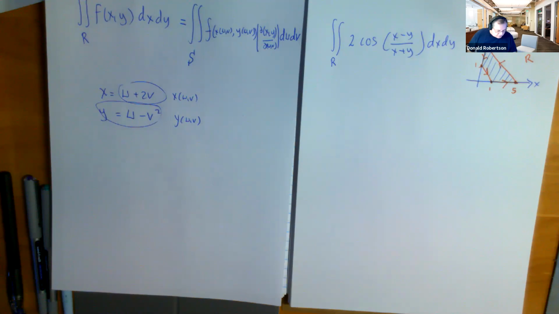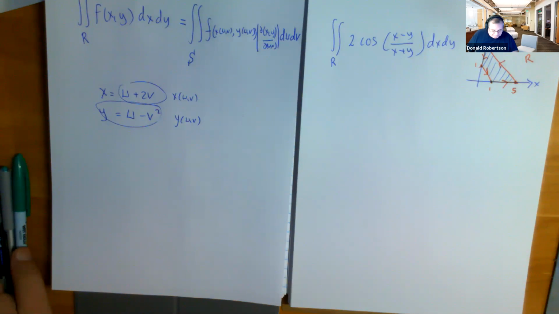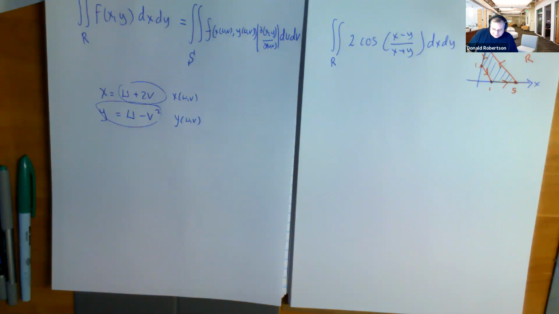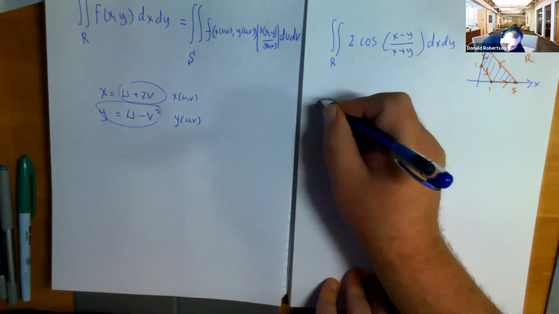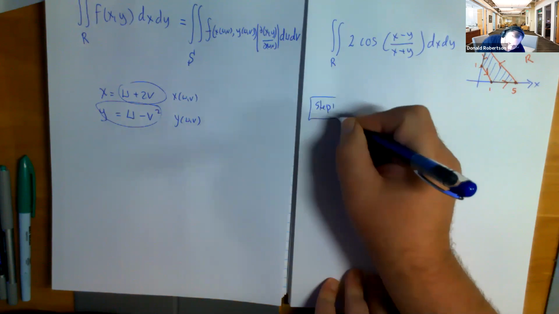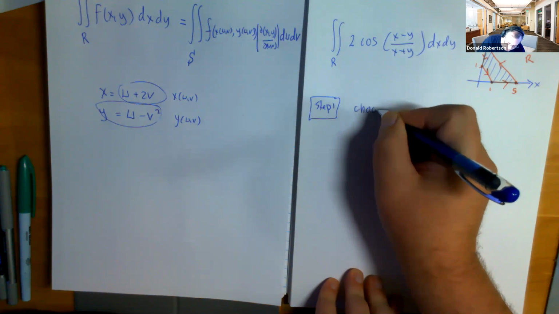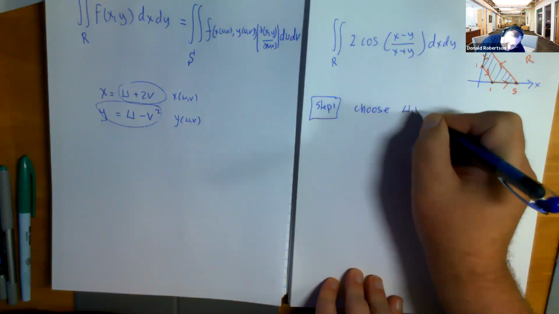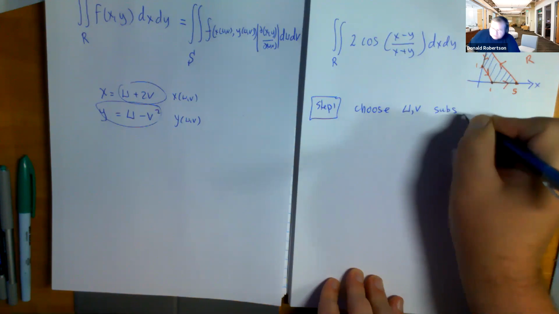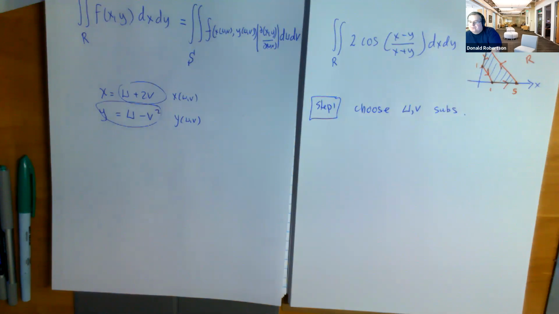These questions are going to be a little bit of art and not so much science. So there's a kind of intuition here. So step 1. You've got to choose your U and V's, right?